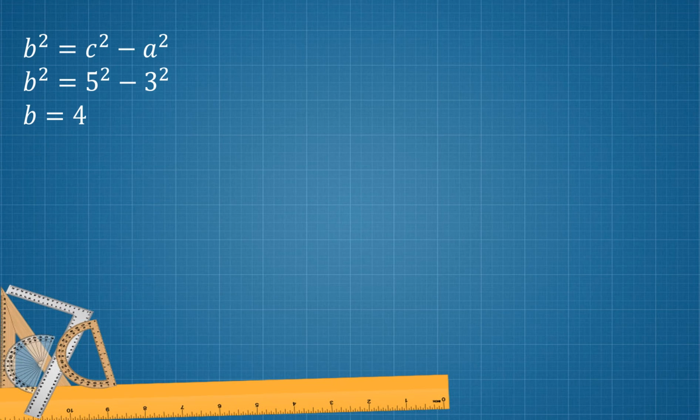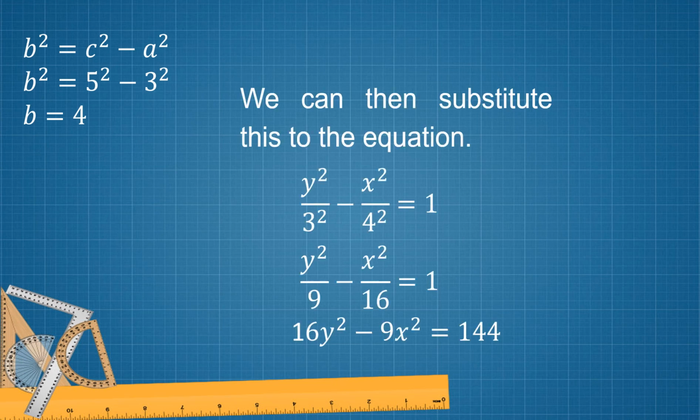Now, we already have the value of A, which is 3, and the value of B, which is equal to 4. Using the formula for a hyperbola with the center at the origin and a vertical orientation, we have y squared over 3 squared minus x squared over 4 squared equals 1. Why is it 3 squared? Because the value of A is 3. Why is it 4 squared? Because the value of B is 4. By substitution property, it will be 3 squared and 4 squared. 3 squared is equal to 9 and 4 squared is equal to 16. So the standard form of the equation of the hyperbola is y squared over 9 minus x squared over 16 equals 1.